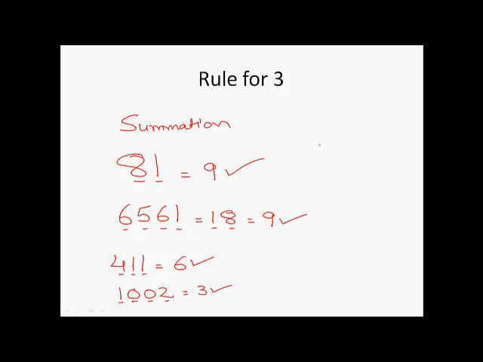So again, the rule is summation of digits. Keep on adding the digits till you get a single digit number. If that single digit number happens to be a 3, a 6 or a 9, then the entire number will be divisible by 3.